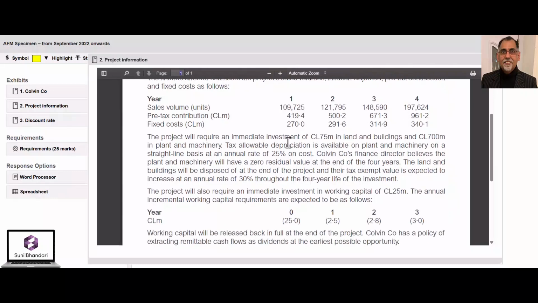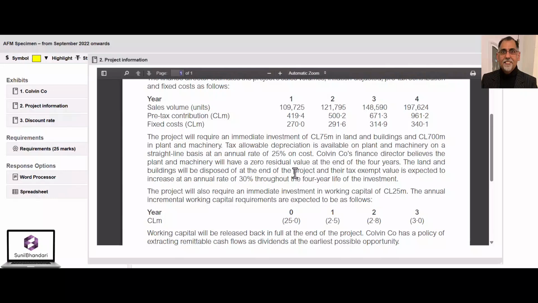The project requires immediate investment of 75 million in land and buildings and 700 million in P&M. Okay, TAD. Now we think of TAD here, taxable depreciation. On P&M, it is straight line at 25% of cost. So what that means is we've got to take the 700 million, times it by 25%, and allocate it in years 1, 2, 3, 4. Well, let me rephrase that. Take the 700 million and allocate it at 25% in years 1, 2, and 3. But in the final year, there'll be a balancing figure. That's what I'm thinking at this point in time.